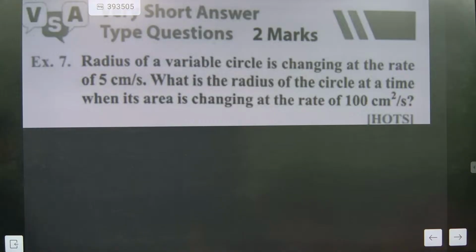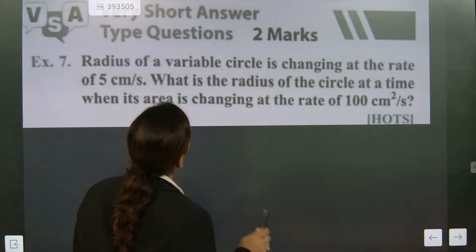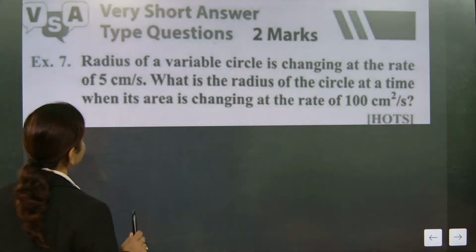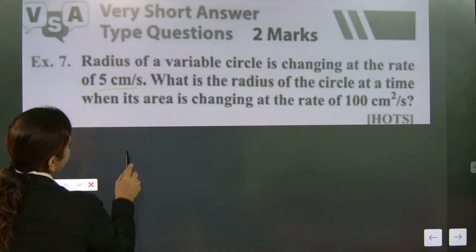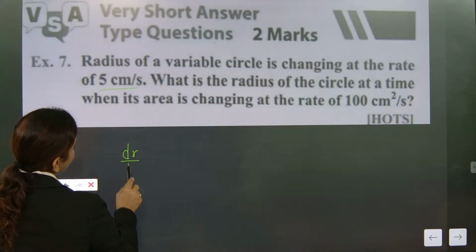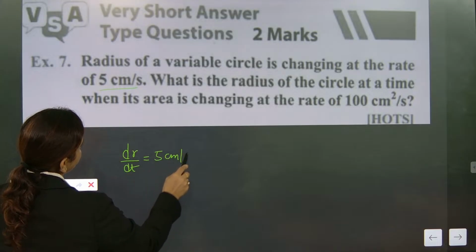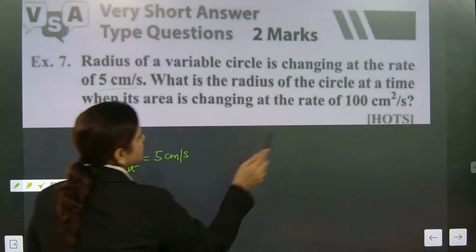Shall we start solving this question? What is the question given here? The radius of a variable circle is changing at the rate of this. So radius is changing, circle radius is changing. What is given? dr by dt is equal to 5 centimeter per second is given. What is the radius of circle at the time when the area is changing at this rate?